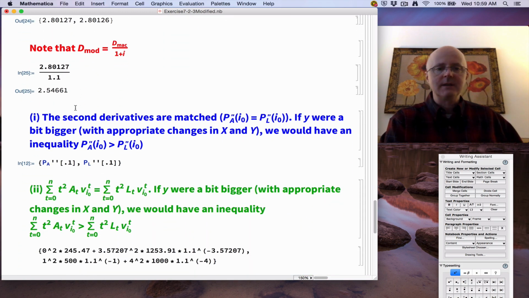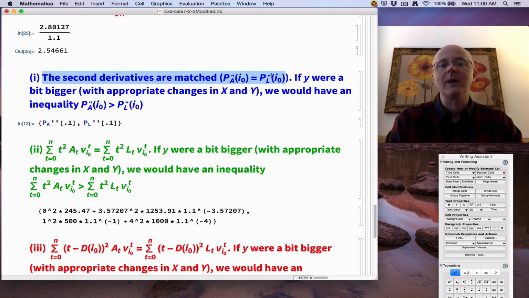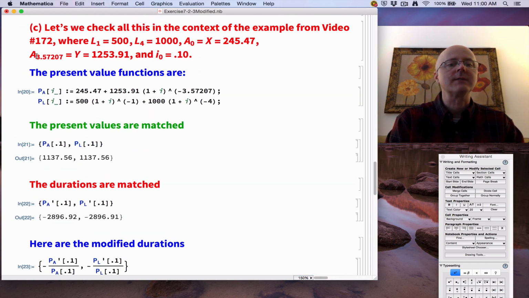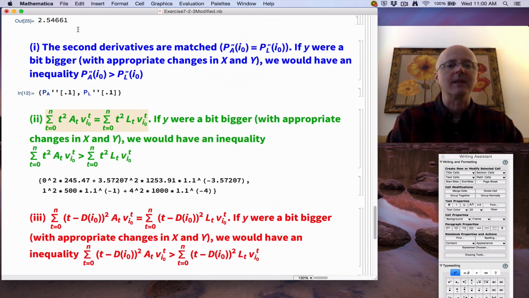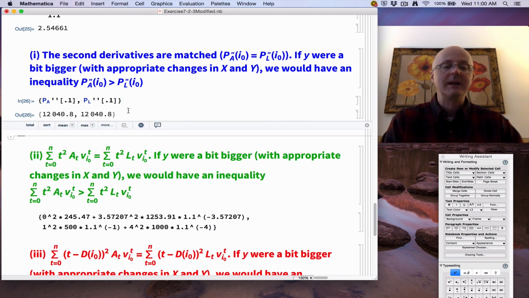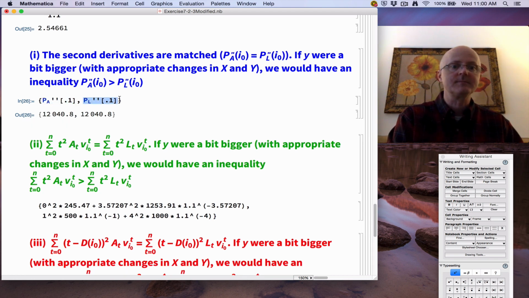Now we're on to interpreting 1, 2, and 3. Okay, we're going to see the second derivatives are actually matched when the little y, the time of payment, is 3.57207. Sorry, I forgot, I'm looking up there from the last video. It's near the end of the last video, by the way. These things are the same, but again, if little y was a little bit bigger, then this second derivative would be bigger than this one.